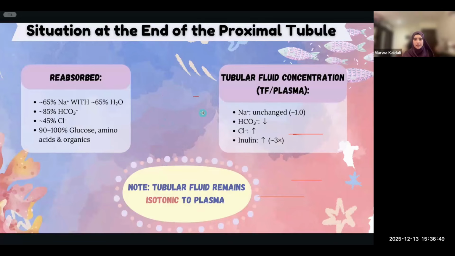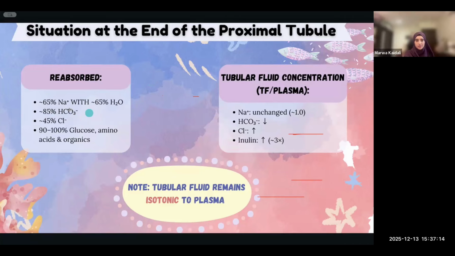Now, when we look at the end of the proximal tubule, so we look at the overall effects that happened over there, we're going to find that about 65% of sodium was reabsorbed with 65% of water. And again, this should make sense to you because, as we said, wherever sodium goes is going to take water along with it. So the percentages are the same. Then we're also going to have bicarbonate reabsorption at around 85%.